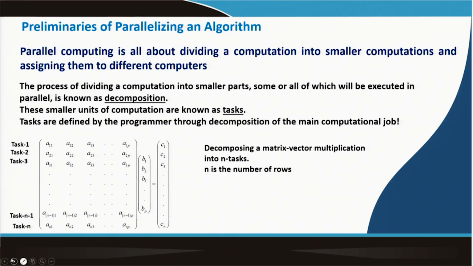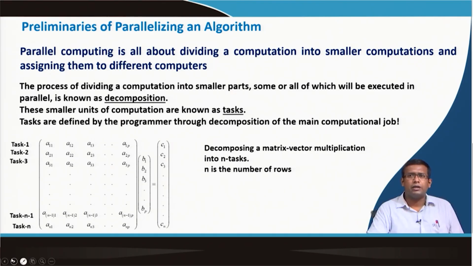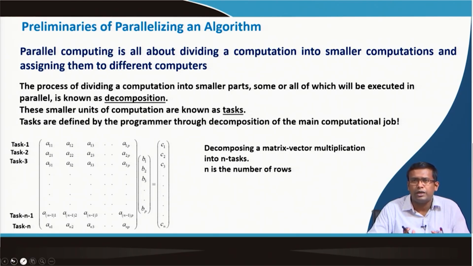Now, in case I have 2 CPUs, I am working on a dual core computer, each CPU will get n by 2 tasks. In case this is a 100 by 100 matrix and I am working on a 100 CPU system, I can actually launch 100 tasks here. So how many processors will execute how many tasks is a different issue which will be taken care of by the available hardware.